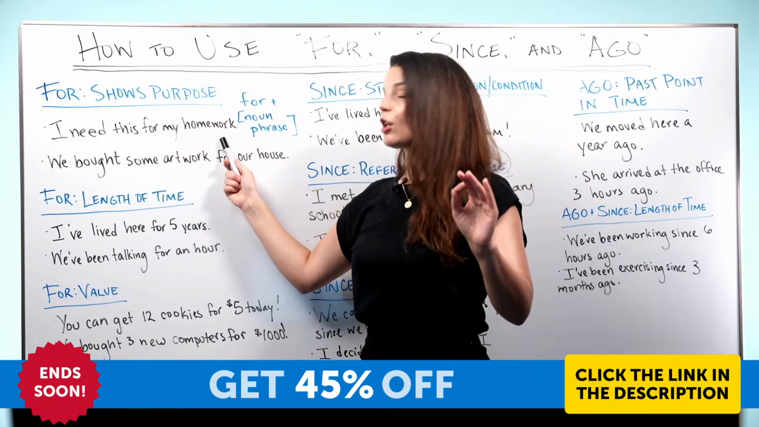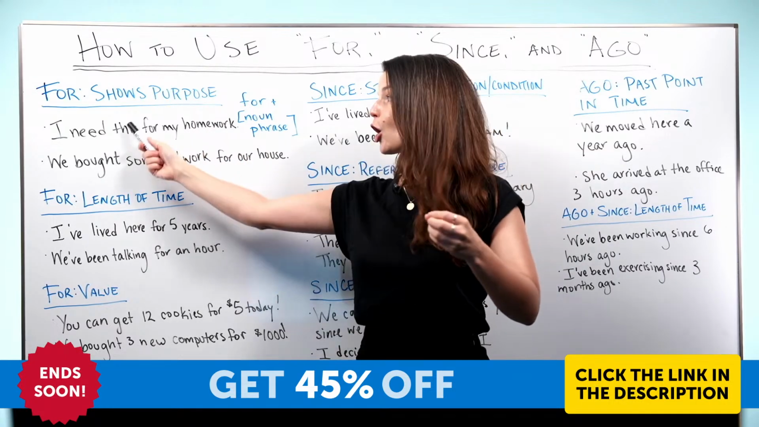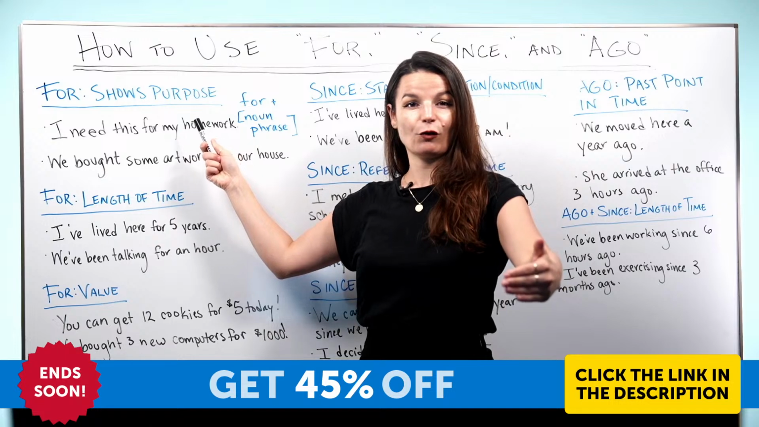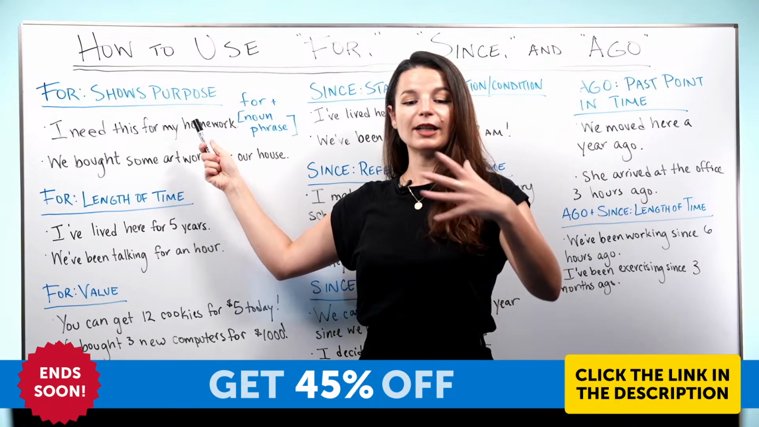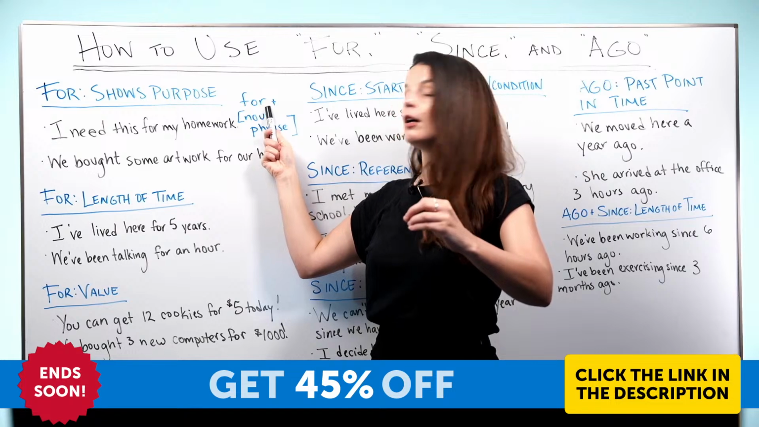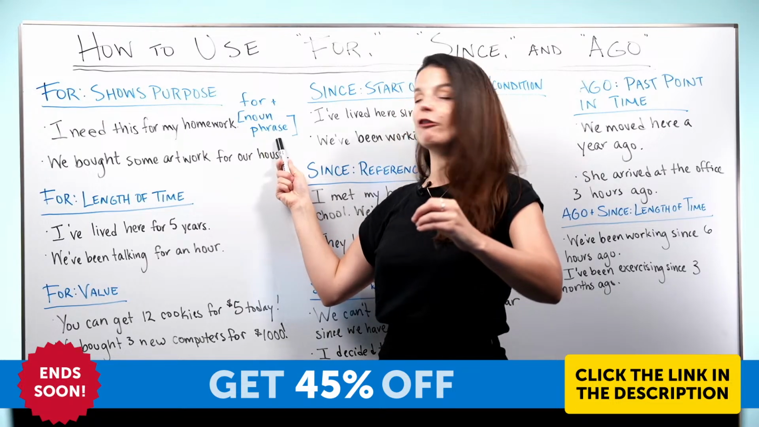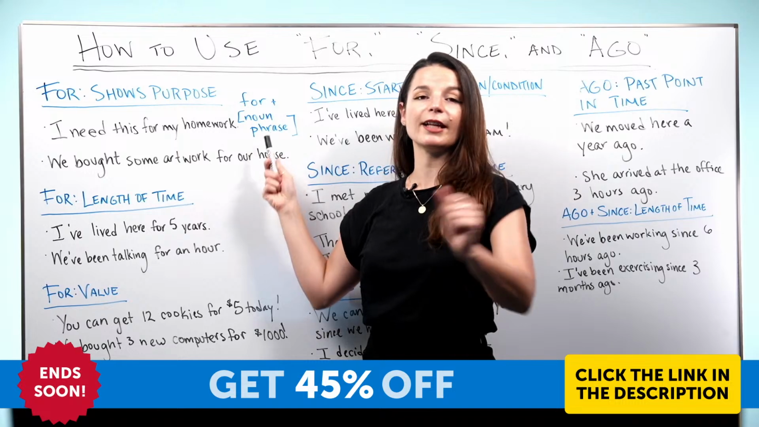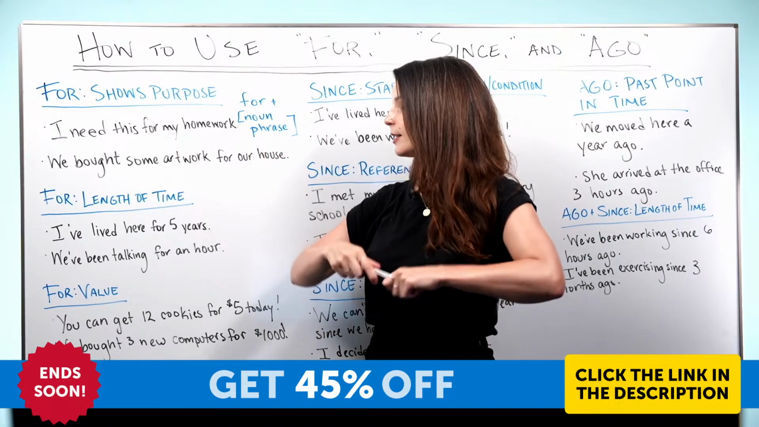First, we can use for to show purpose. So purpose, the reason for something, yeah? So let's talk about the grammar structure we use. We use for plus a noun phrase to show the purpose of something. So let's look at some example sentences.